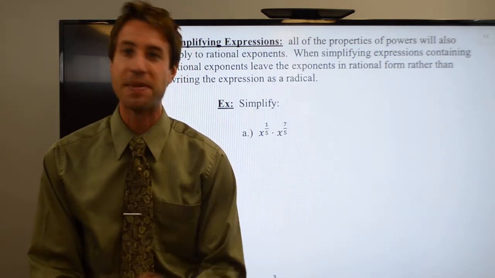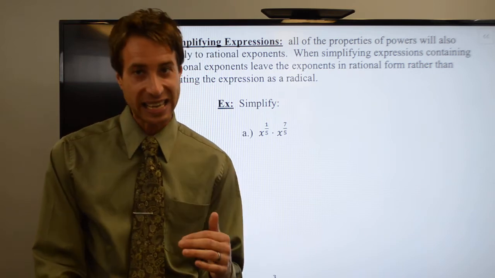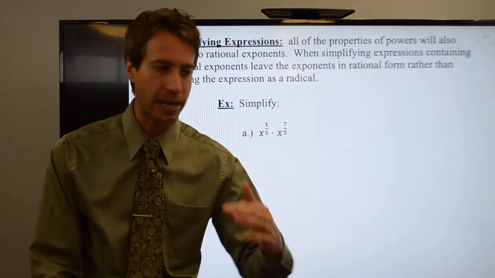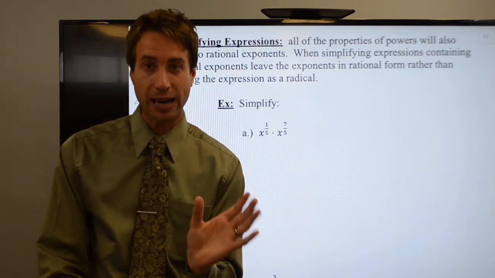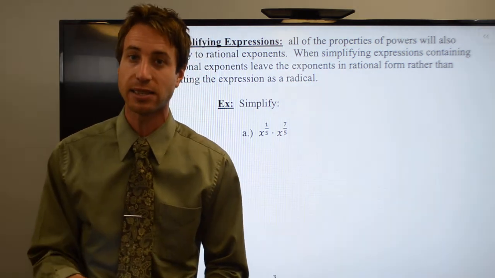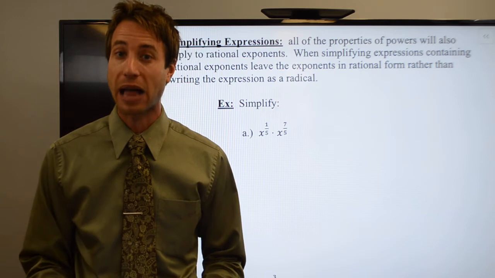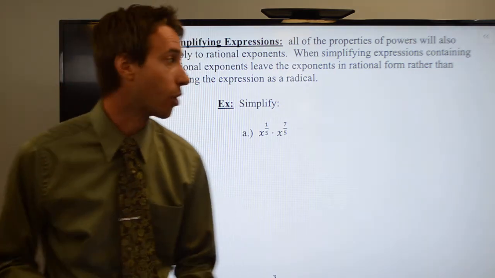We'll work on that. And then the big one is you cannot have a radical in the denominator, right? No radicals in the basement. Everybody's got to come upstairs. So if you have a radical in the denominator, we'll use that technique of rationalizing the denominator to get the radical out of the denominator into the top. So let's jump right into these and see how they're going to work out.